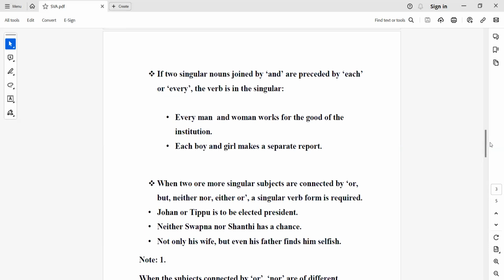The next rule is when two or more singular subjects are connected by or, nor, neither, nor, either, or, then a singular verb is required. Johan or Tipu is to be elected president. So there are two singular subjects and it is connected by or. Neither Swapna nor Shanti has a chance. Not only his wife, but even his father finds him selfish.